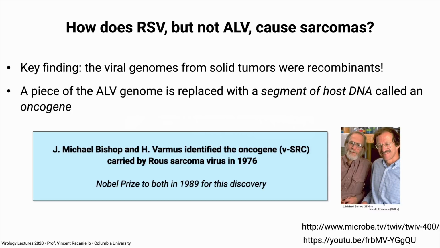I interviewed both of them separately. So Harold Varmus came up here to Columbia for TWIV 400, and I went to San Francisco to interview Mike Bishop. He was out at UCSF. So they discovered that this virus, RSV, is recombinant. It's got a piece of host DNA, which they called an oncogene.